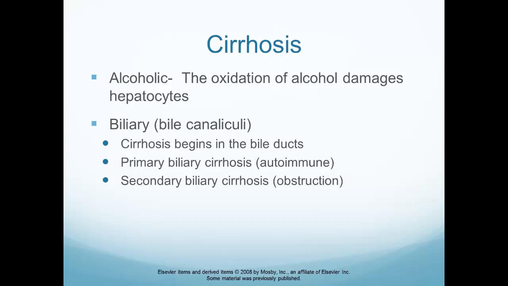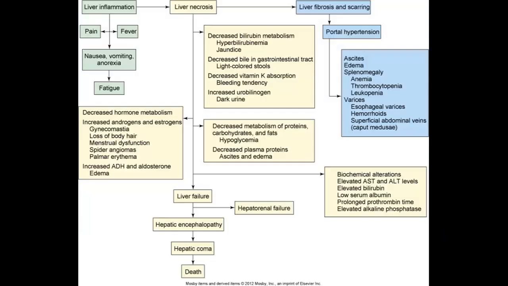So this very busy diagram here is illustrating what happens when a patient has liver inflammation, liver necrosis, and finally liver fibrosis and scarring, the end results of having liver necrosis. So liver inflammation over on the left-hand side: pain, fever, nausea, vomiting, anorexia, fatigue. Okay, so that's just the inflammation part.